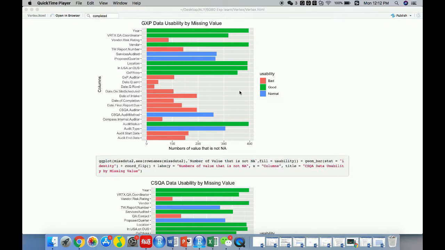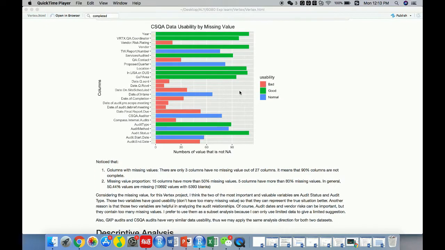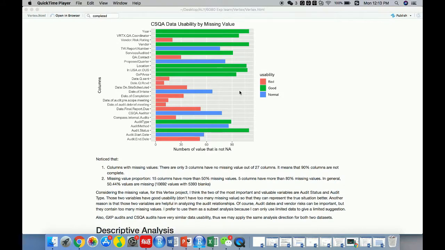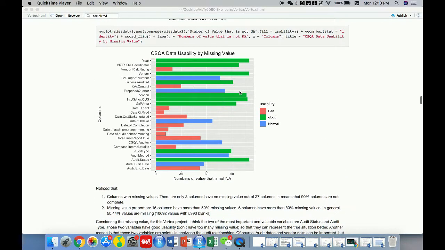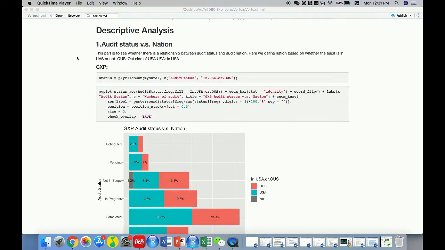So I'm gonna only analyze the columns with good usability, and the CSQA has kind of the same situation as the GXP audit. Okay, let's get to our analysis part.